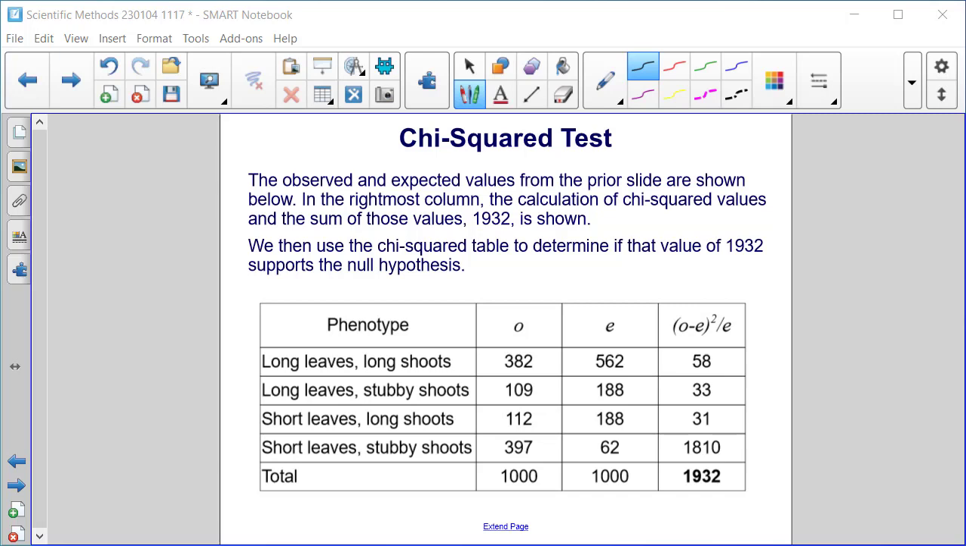The observed and expected values from the prior slide are shown here in the table below. In the rightmost column, the calculation of chi-squared values and the sum. So remember, our chi-squared calculation is the observed minus the expected value squared, divided by the expected value. So I do that for each of my outcomes, okay? And then I have to add them. I have to sum them, and I get 1,932. We then use the chi-squared table to determine if that value supports the null hypothesis.